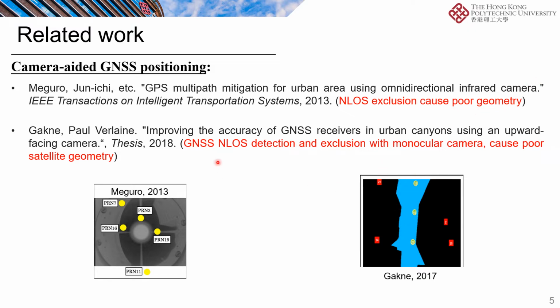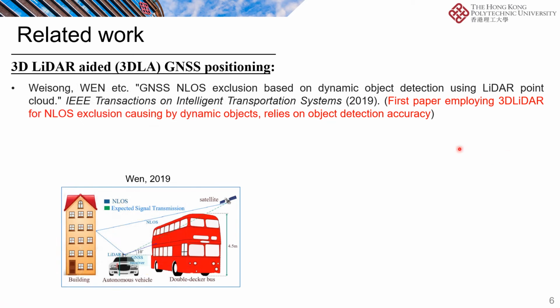Similar work is done by this team from Calgary. They proposed using a monocular camera to detect NLOS. It has similar drawbacks: it causes poor satellite geometry, leading to increased HDOP.